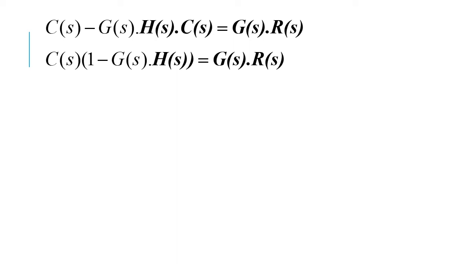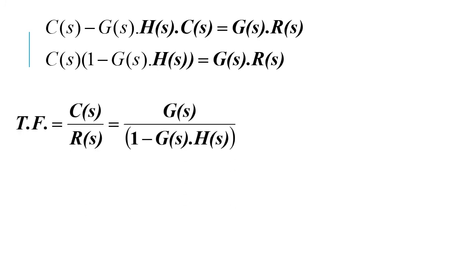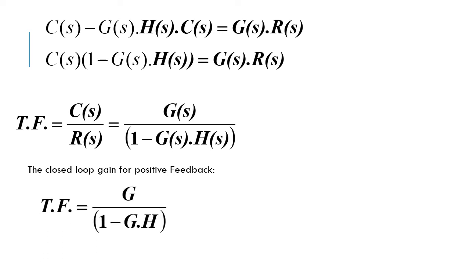As I told you, transfer function is the Laplace transform of output to the Laplace transform of the input. In this equation, C of S is the Laplace transform of output and R of S is the Laplace transform of input. So we take this ratio and the equation becomes G of S divided by 1 minus G of S into H of S. In a simple way, we can write the closed loop gain for positive feedback as G upon 1 minus G into H.